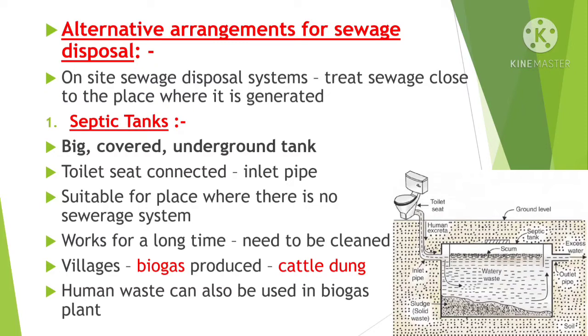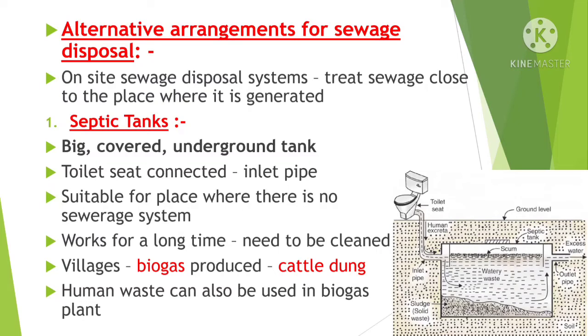So in many villages, the human excreta or the human waste from the toilet seats in the homes flows directly into the biogas plant. Now the biogas that is produced is used as a fuel. So the use of human excreta in biogas plants is one way of safe disposal of human waste where the sewers are not available.